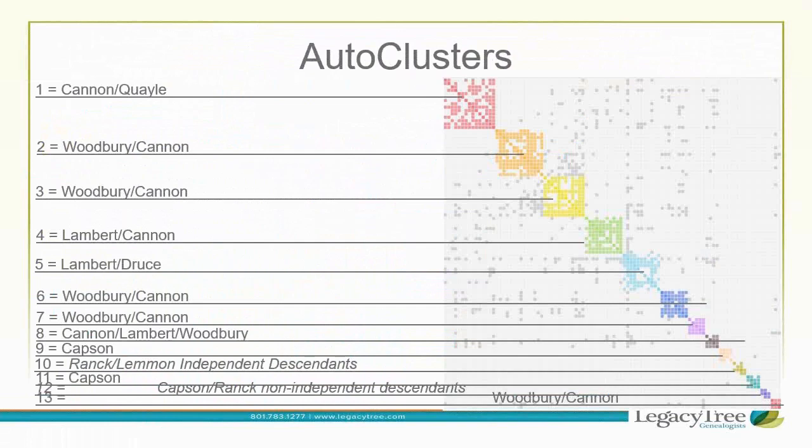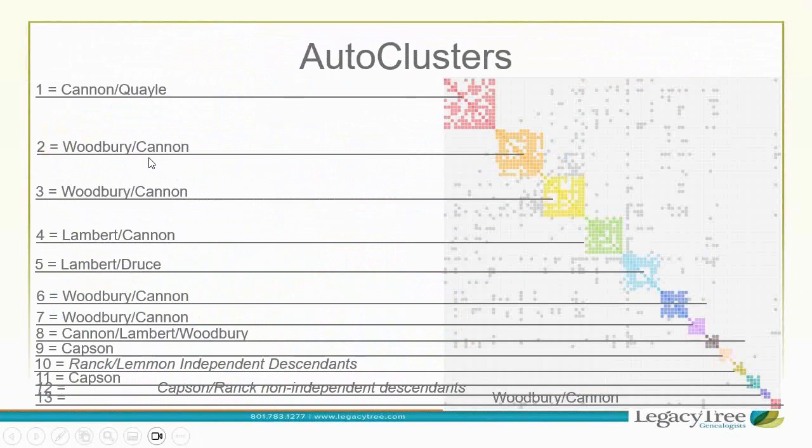So this is the AutoCluster report for our test taker. And you can see that these first several clusters appear to be associated with each other, based off of these gray dots that show that there are relationships between members of these clusters and that they seem to be allied with each other. And indeed, this test taker descends from a very prolific family of George Cannon and Ann Quayle, which many of their descendants are represented in this first cluster.